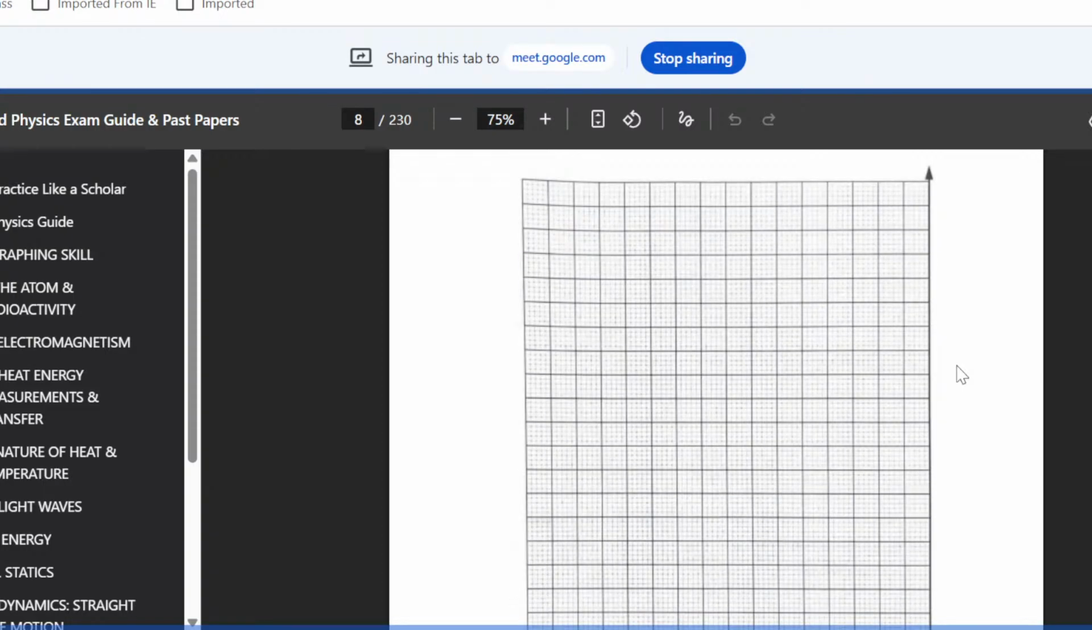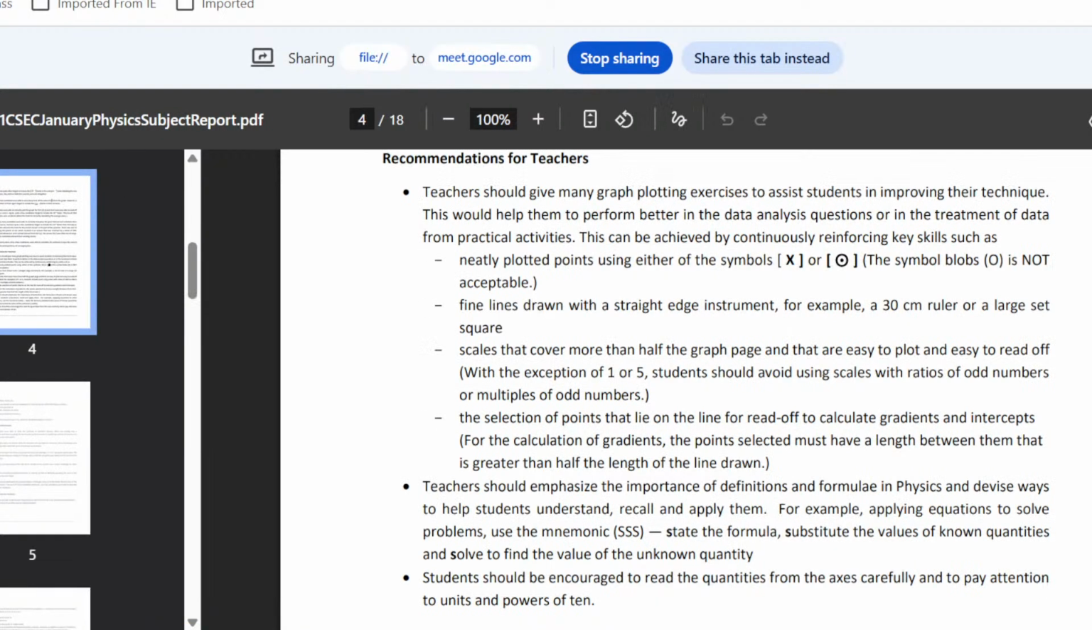So something very important, read the scale though. The scale should take up how much of the graph? That's what I was looking for. Like 75% or something, or probably more than that. Yeah, so at least 75%.